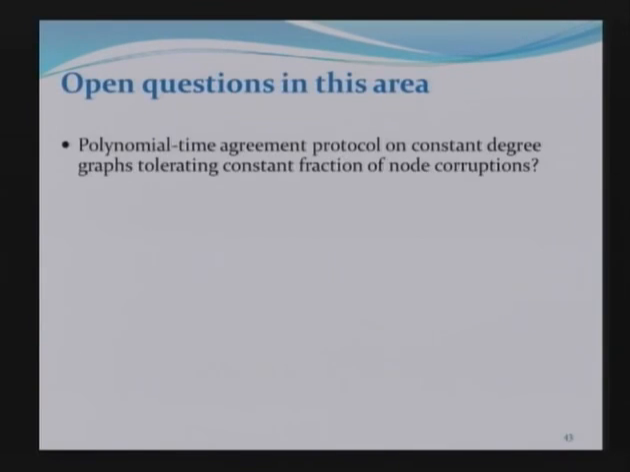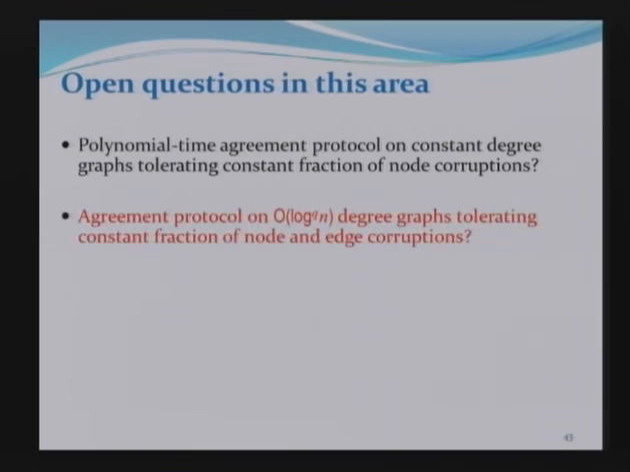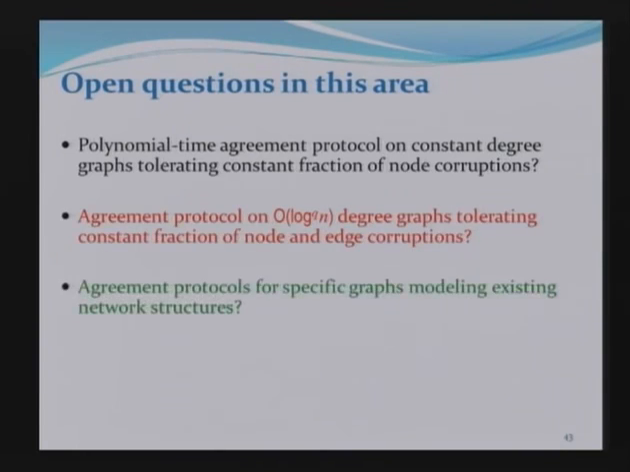So there are many open questions in this area. Can we obtain agreement protocols on constant degree graphs tolerating a constant fraction of node corruptions? This is not something that's known. Agreement protocols on polylogarithmic degree graphs tolerating a constant fraction of node and edge corruptions: this is not known. What we get is graphs of degree n to the epsilon, so there's a gap there that maybe can be closed. And maybe we can obtain better agreement protocols for specific graphs that model existing network structures better. We can maybe look at network topology and see if there are particular graphs that get the results.